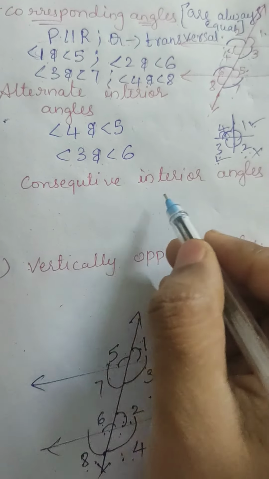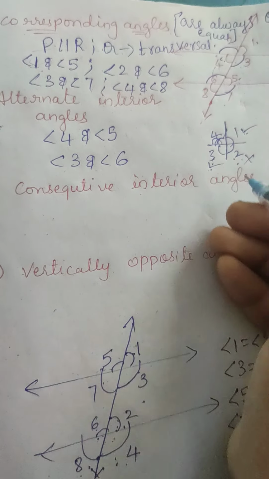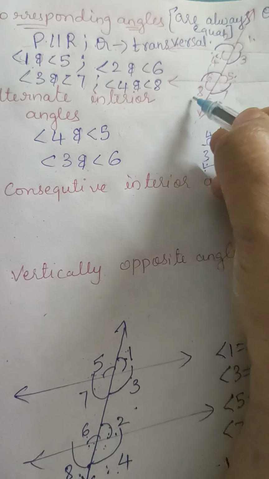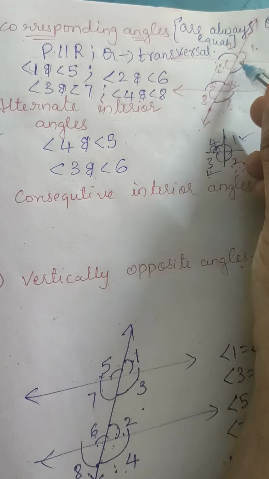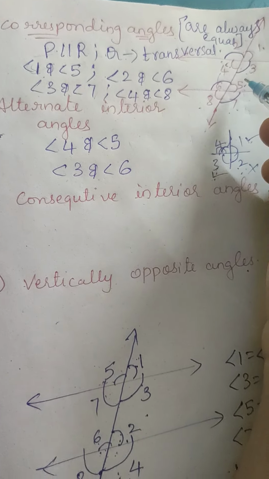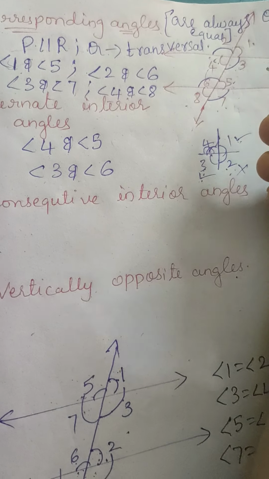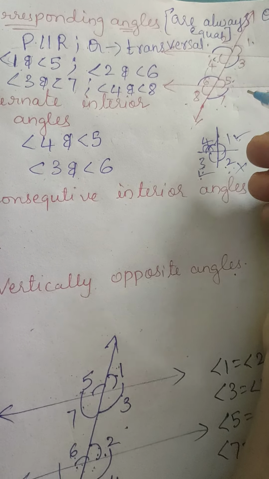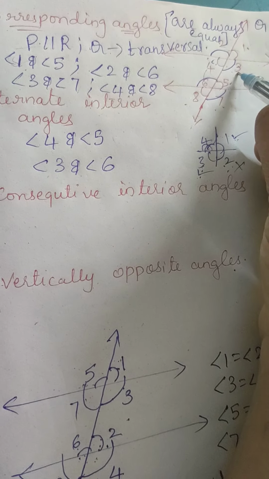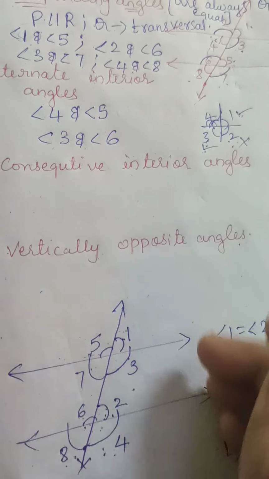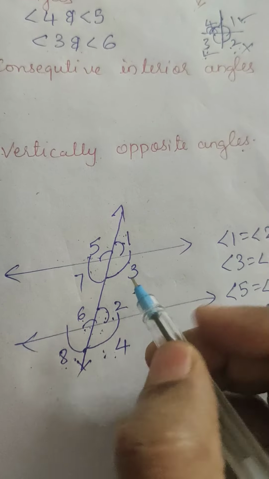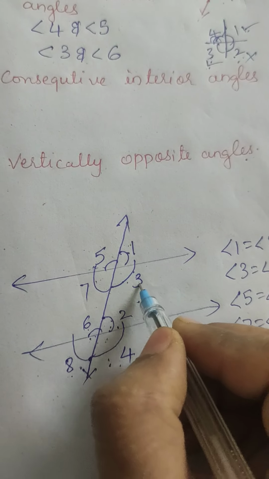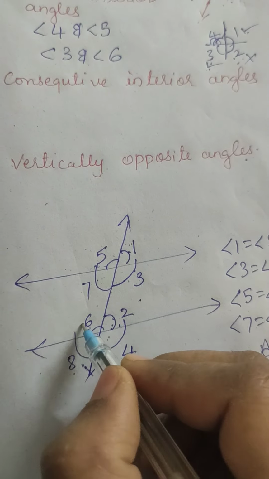In the same way, consecutive interior angles. Angles 1 and 2 and 7 and 8 are exterior angles. We are taking only the interior side. Now, what are consecutive interior angles here? We should see the interior side. What we are having is 3, 7, 2 and 6.